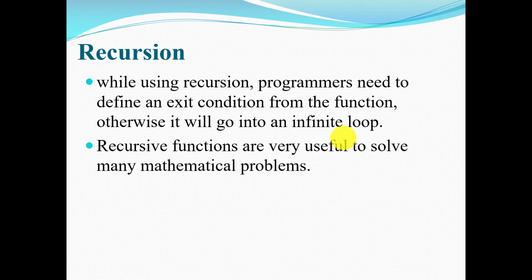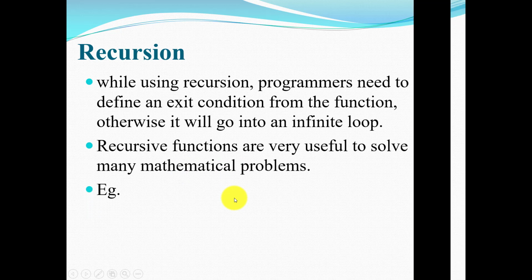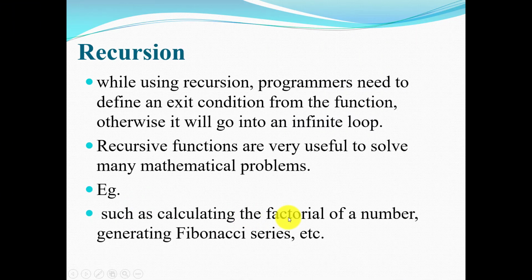Why do we use it to solve mathematical or computational problems? For example, calculating the factorial of a number and generating the Fibonacci series. These are examples of recursion. Now, let's understand how it works. This is one kind of program, A of n, which again calls the function A of n minus 1. That is, we are calling the same function again, which is called recursion.